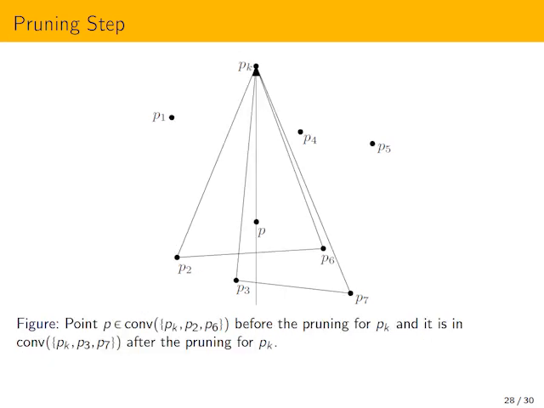We showed that the remaining points after the pruning step are sufficient to construct a triangle containing point p. As seen in this figure, the set pk, p3, p7 contains point p in its convex hull, although points p3 and p7 are the only remaining points after the pruning.